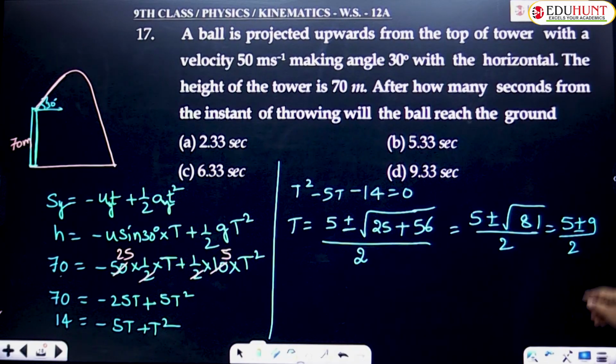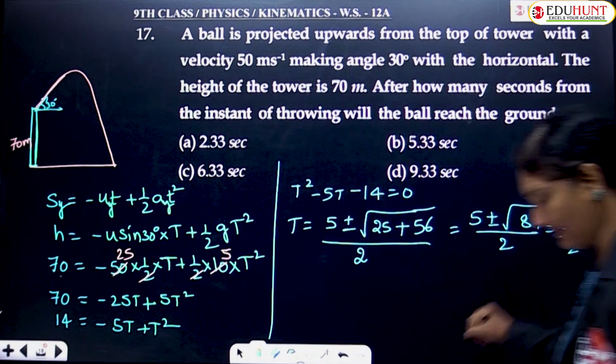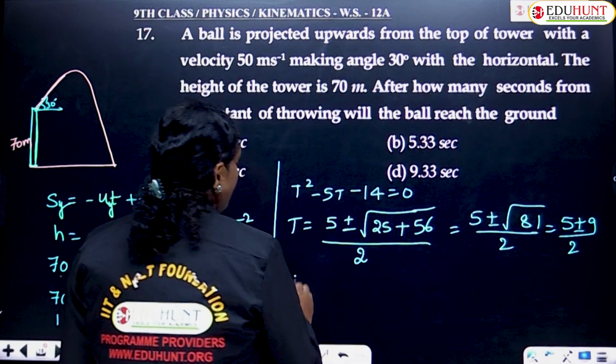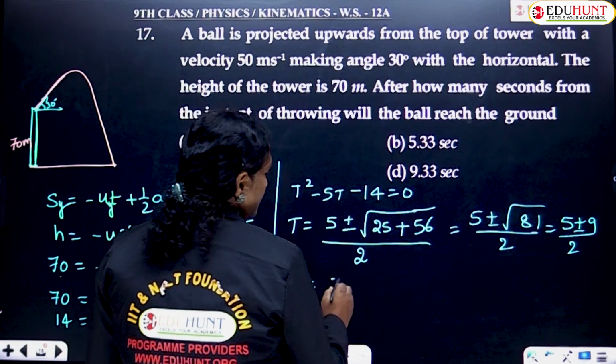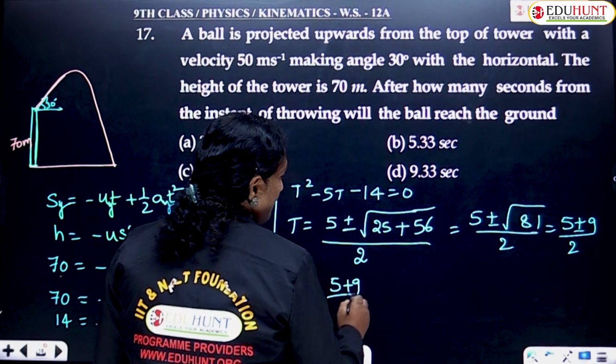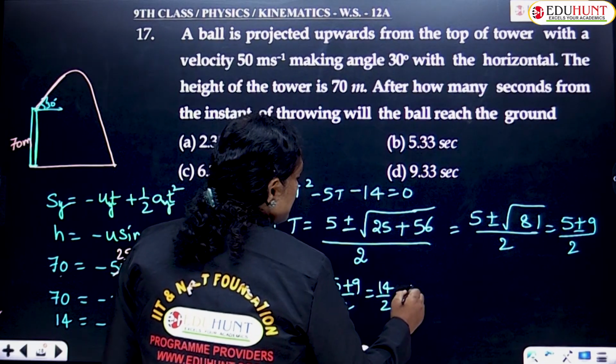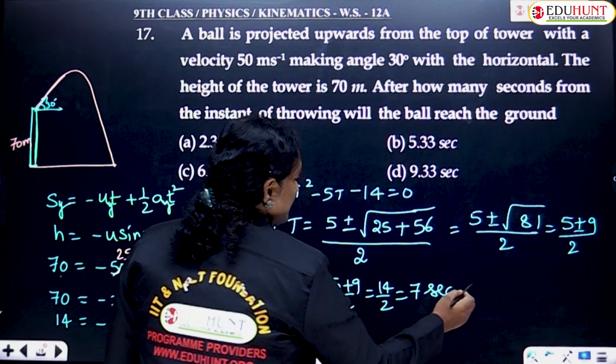Time can never be negative. It can either be minus 4 by 2, it's minus 2, or 14 by 2, which is 7. So time can never be negative, so you need to take only the positive value. If you consider only the positive value, then you are left with 5 plus 9 upon 2. This is nothing but 14 by 2, and hence the value is found to be 7 seconds.